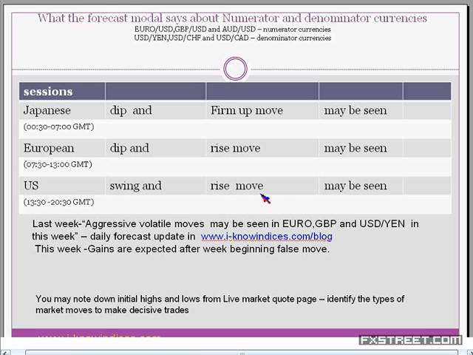Swing and rise moves are expected during the European session. Slow gains are expected till Wednesday. On Thursday and Friday, they are expected to make more aggressive moves. Last week was more of the month beginning, with volatile moves, and we will come across trending moves from this week onwards.